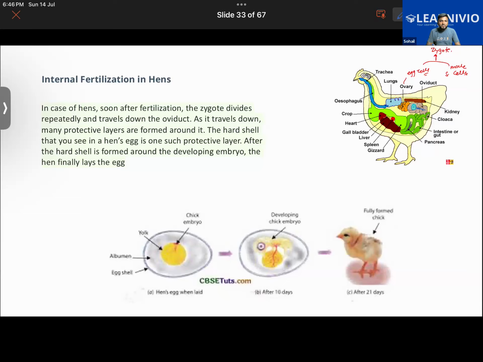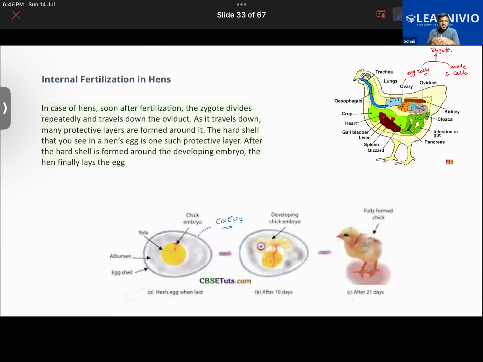So this is how fertilization takes place inside the body of the hen, right? Hens produce young by laying eggs. Once fertilization has taken place inside the body, the zygote will be forming, and then it will further keep on dividing to develop a covering of hard shell above it. Getting it now? This hard shell of the hen's egg is made up of calcium carbonate. Keep that in mind.